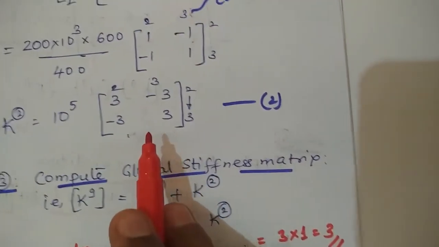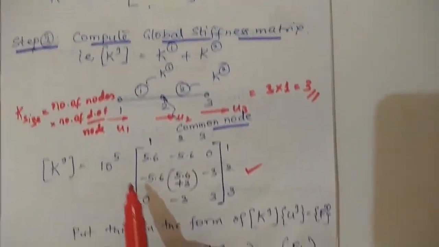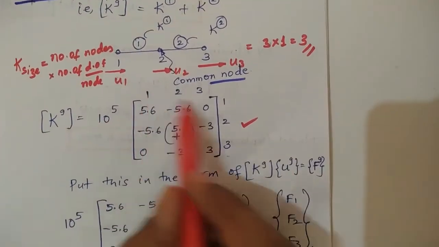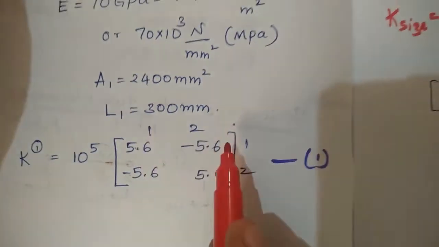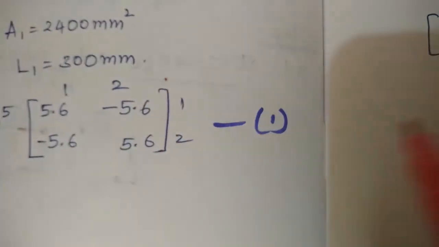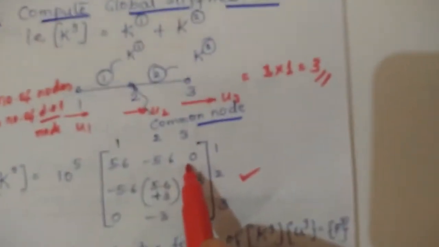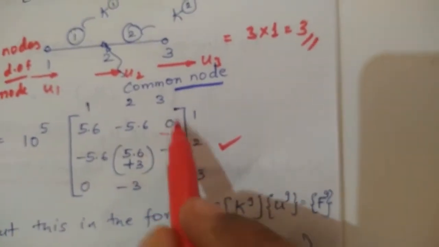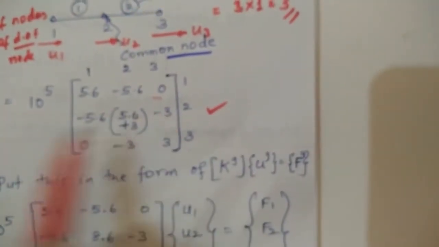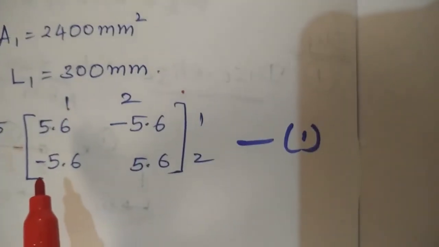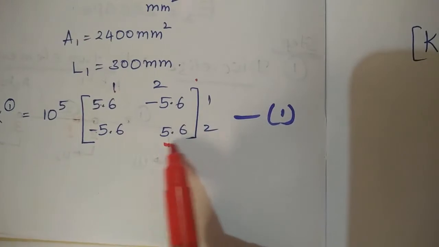Carefully you pick the values from expression 1 stiffness and expression 2 stiffness, the elemental stiffness matrices. I will take 10 raised to 5 outside. 1 of 1, 1 to 1 connectivity from here, have a look carefully: 5.6. Next 2 of 1 is minus 5.6. Next 3 of 1 will not have any connectivity, so you consider it as 0. Next 1 of 2, minus 5.6. Okay, 2 of 2 here is 5.6.